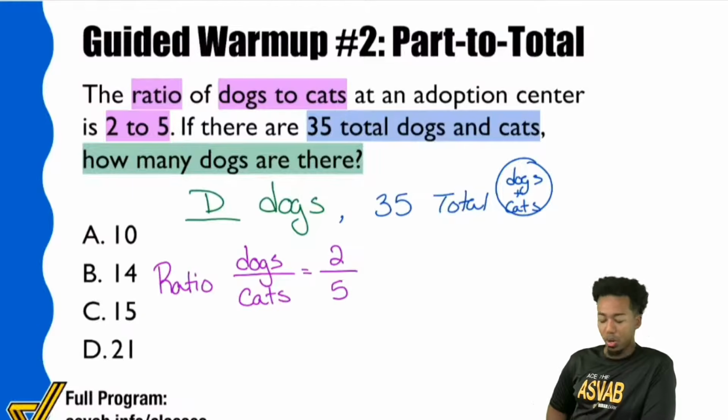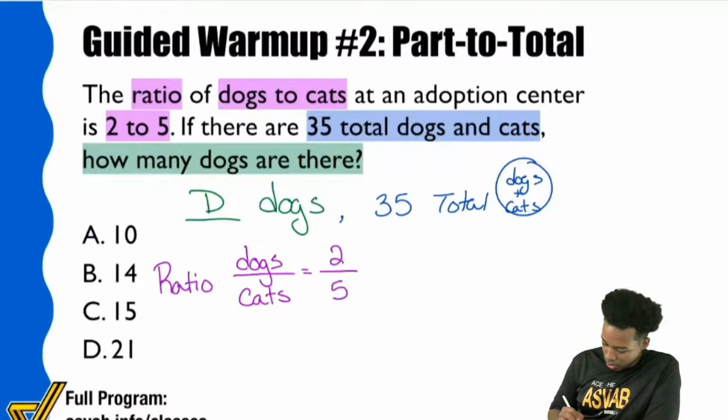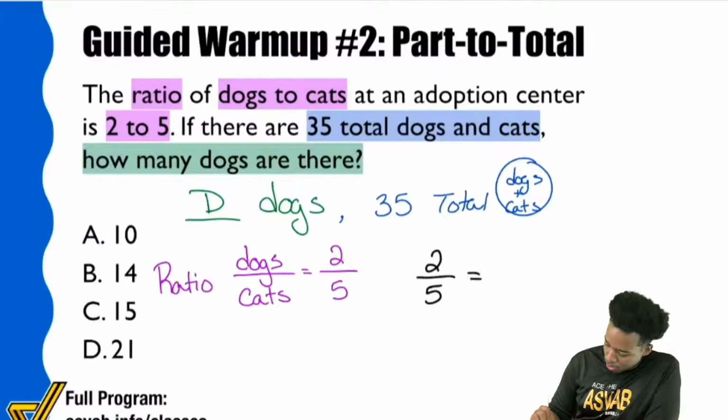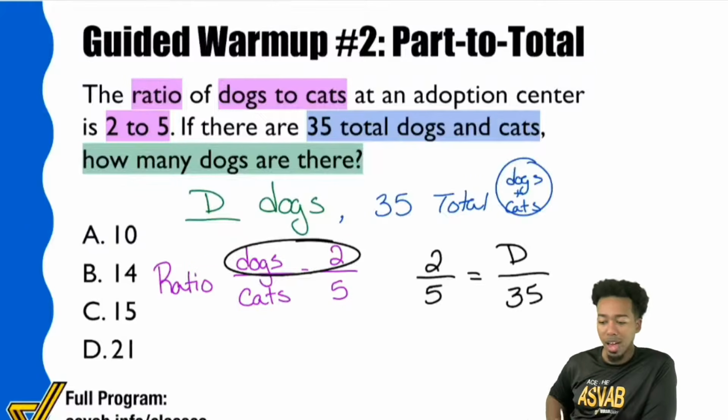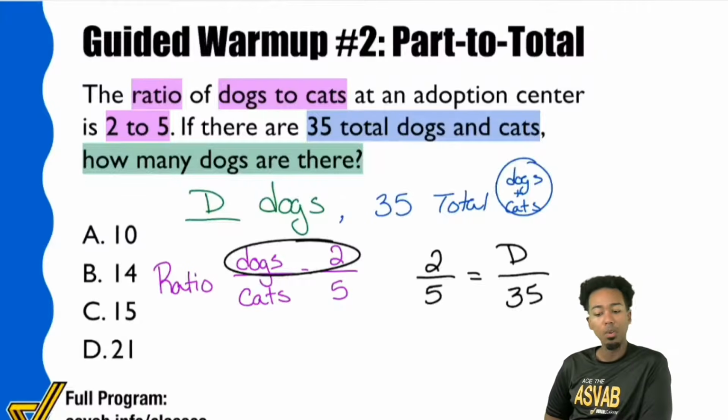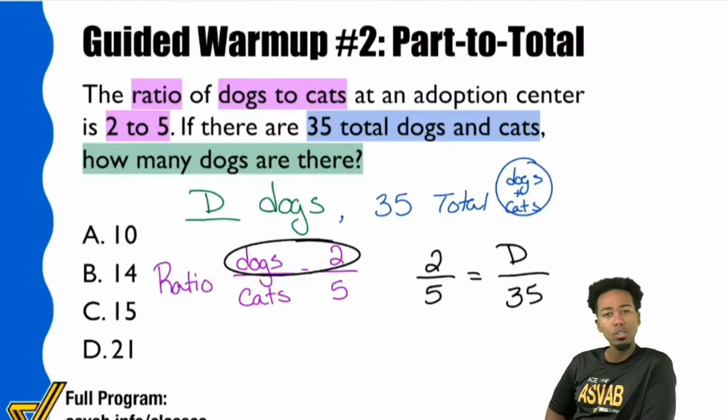Okay. So let's think about this. Everybody, could I write a ratio like this? Could I say 2/5 equals, so 2 is dogs. So I could put D for dogs and then 35 down there. Would that work? Is this a proper proportion? Okay, so I see a lot of yeses and a lot of nos.